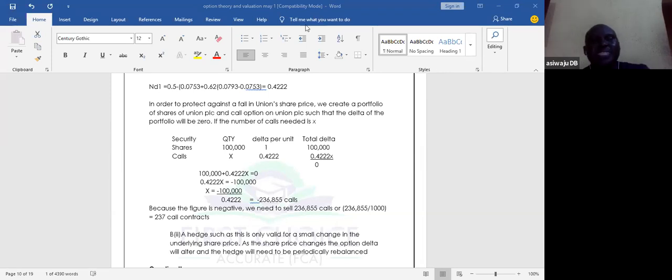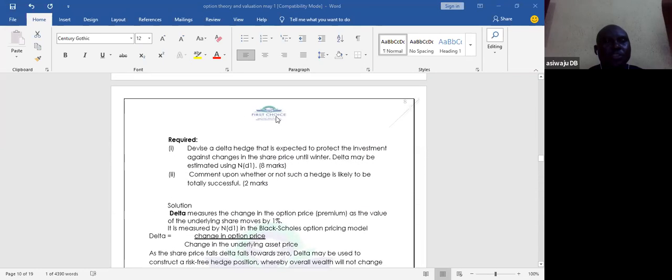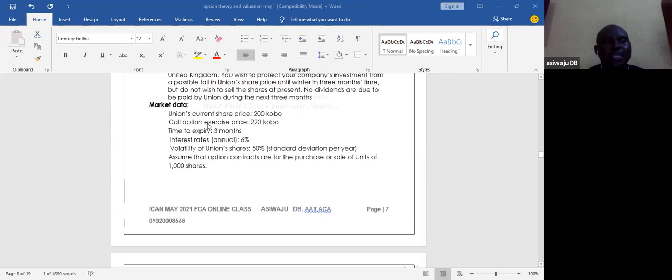Somebody is asking, Veronica, how do we know the hedge is call or put? Now, the examiner specifies here. Look at part of the question, market data. Can you see it? It said call option exercise price. That means he wants you to take a call option to hedge.